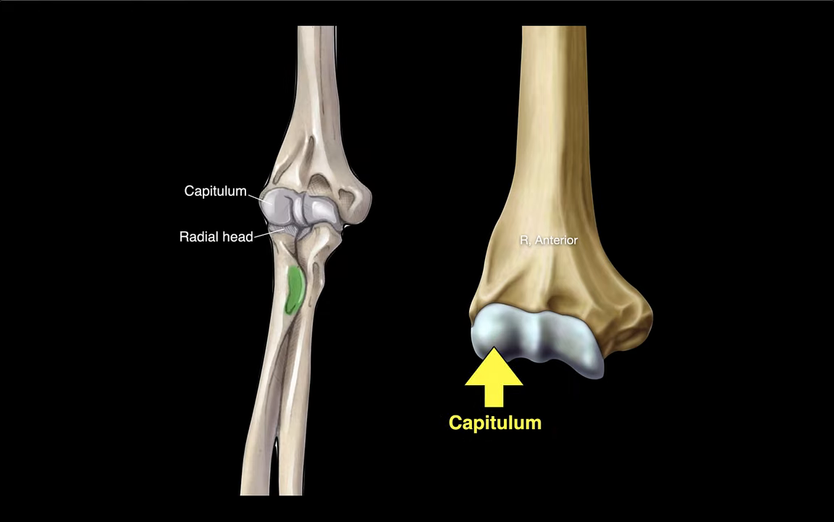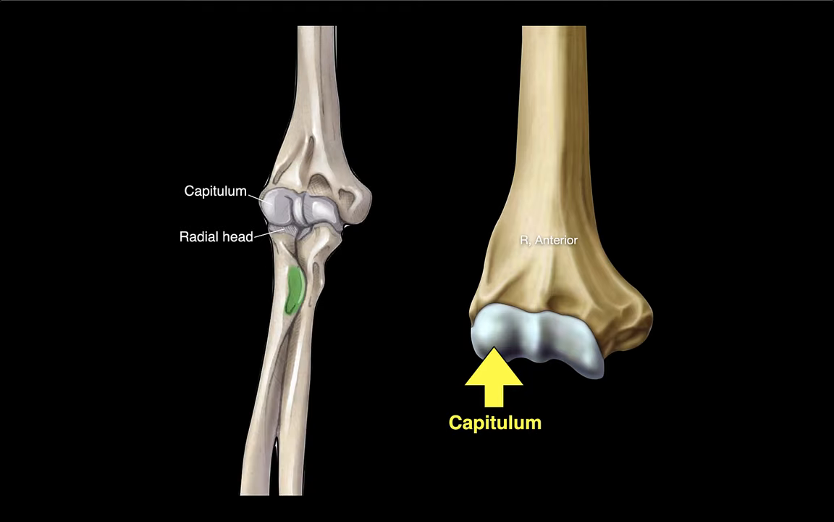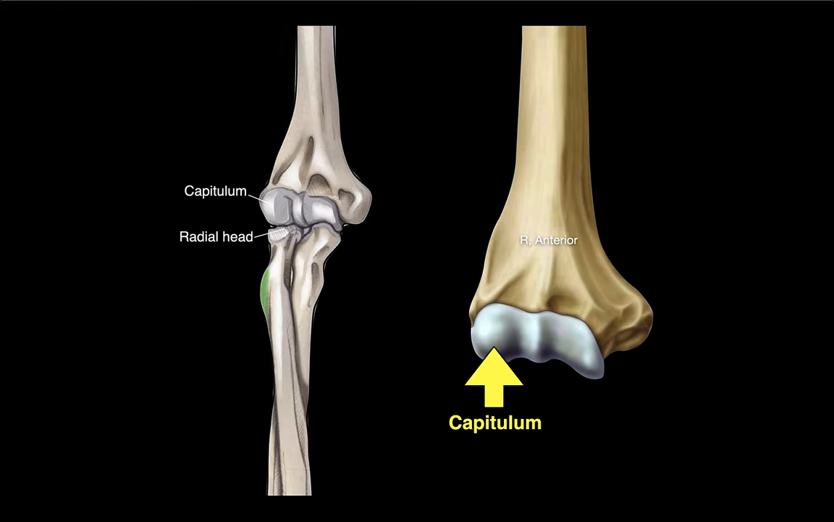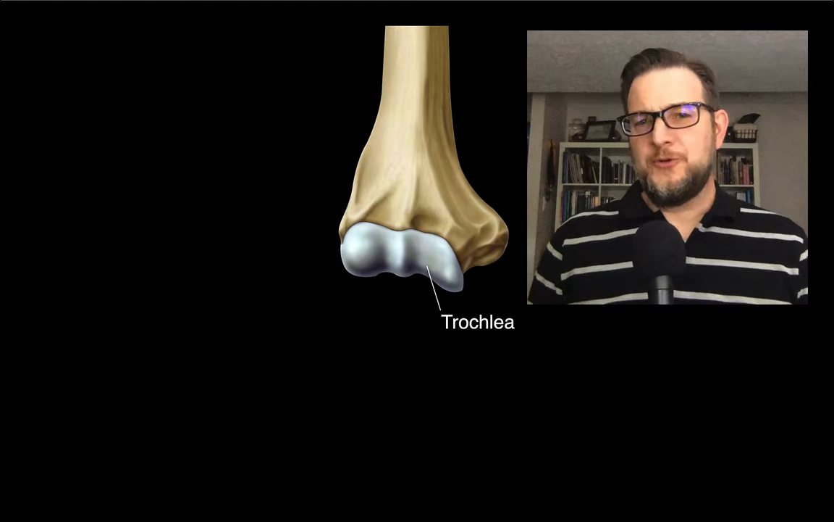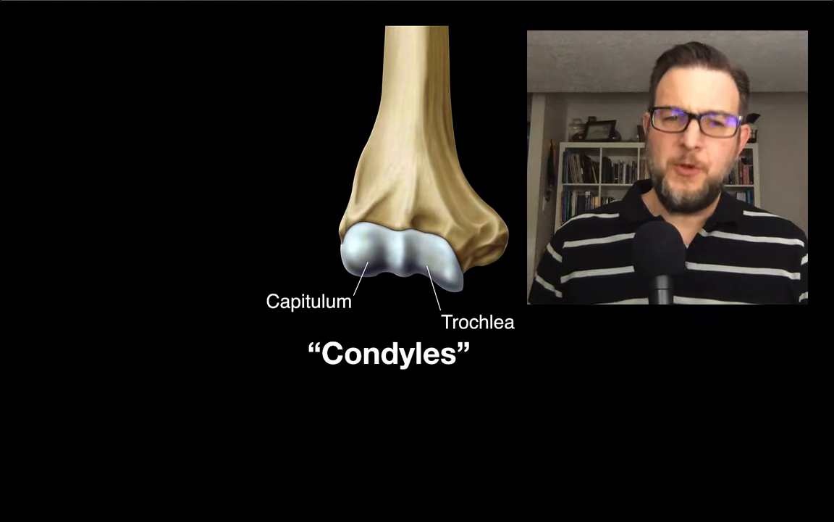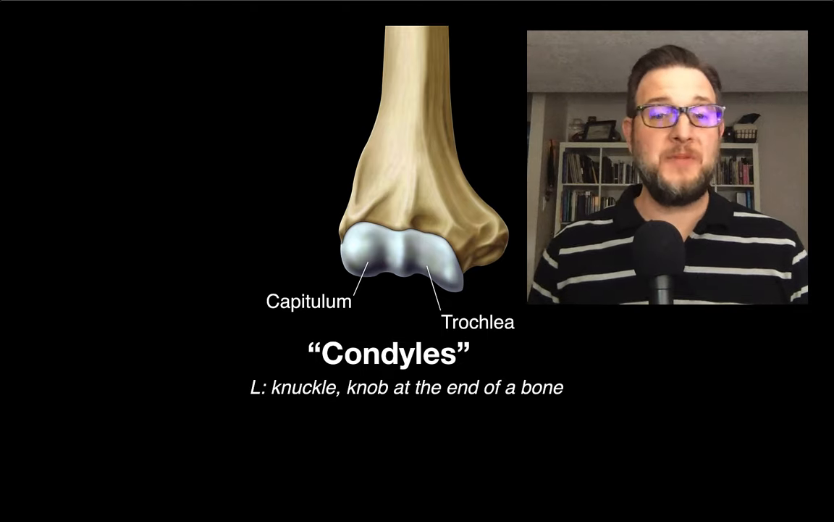So that capitulum forms an articulation with the radial head, so that when the radial head pronates or supinates and you see that pivot motion going on between the radial head and the capitulum, the smooth, rounded shape of the capitulum helps to facilitate that pronation, supination, pivot motion. This is called the trochlea, and this is the capitulum. They're both considered condyles because that's Latin for a knuckle or knob at the end of the bone.